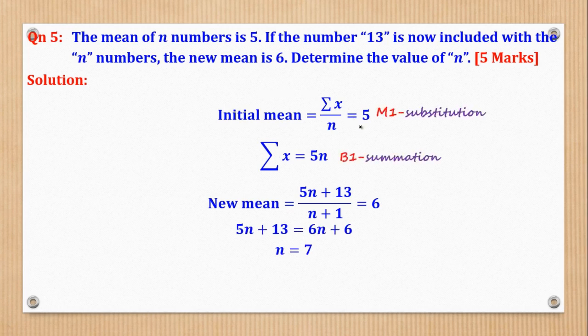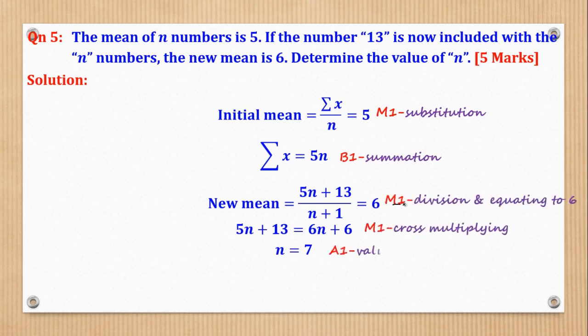So M1 for substitution, for summation and division, cross multiplying, and out value of n, and that's how the 5 marks would come about.